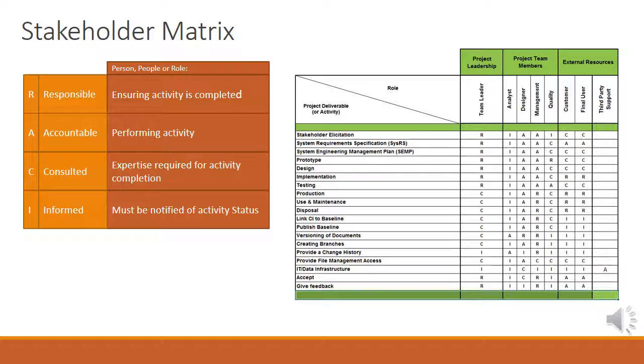The responsible party ensures the activity is completed. The accountable party is performing the activity. The consulted party has expertise required for activity completion, and the informed party must be notified of activity status. Now that we have defined our CM system's relevant stakeholders and their designated activities, Miriam will show you how to gather metrics on system activities using the indicator template.